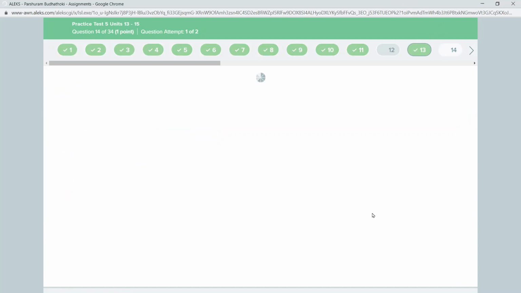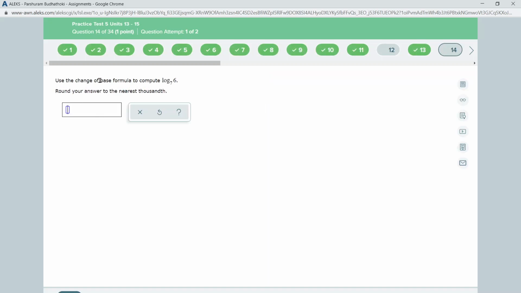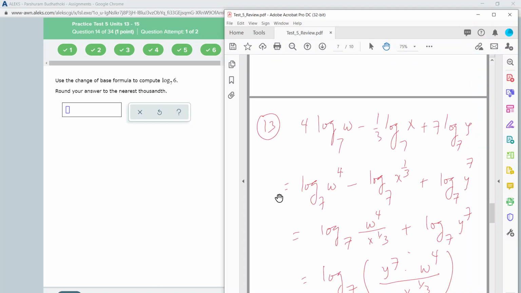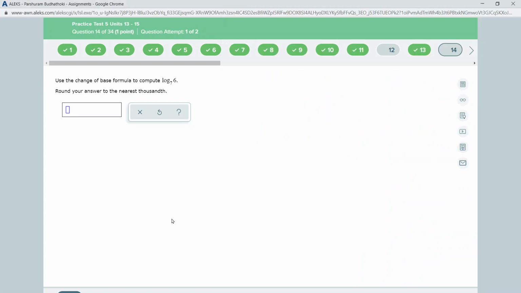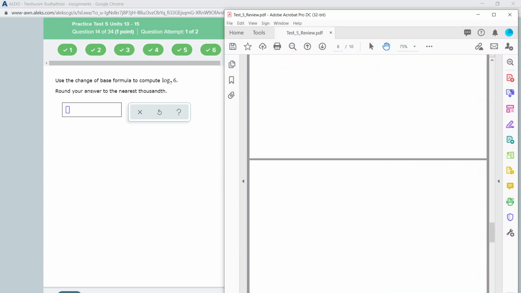Let's go to the next problem. Use the change of base formula to compute log base 7 of 6. Round your answer to the nearest thousandth. So you can use the change of base formula. There is a formula, you can check that formula. This is problem 14, log base a of x. You can change this base to any other base, but normally we use log base 10 or ln, so I'm going to use ln here. So it can be written as ln x over ln of a.